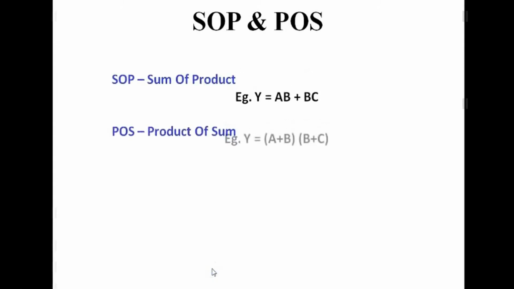Some examples of sum of products: Y equal to AB plus BC, where AB and BC are product terms, and this entire expression is the sum of two product terms. Therefore, this is an example of an SOP expression. Y equal to (A plus B) into (B plus C), where A plus B is a sum term, B plus C is a sum term, and we have the product of these two sum terms. Therefore, this is an example of a POS expression.